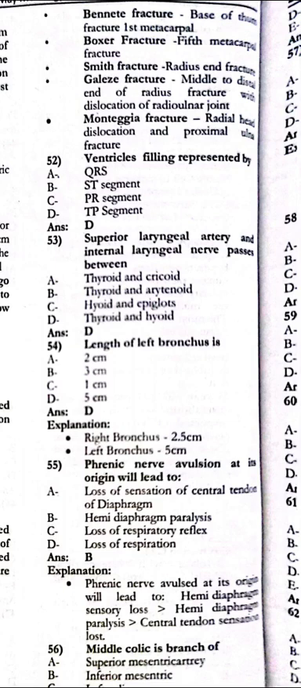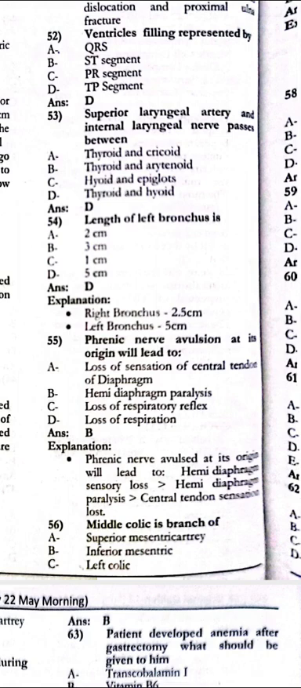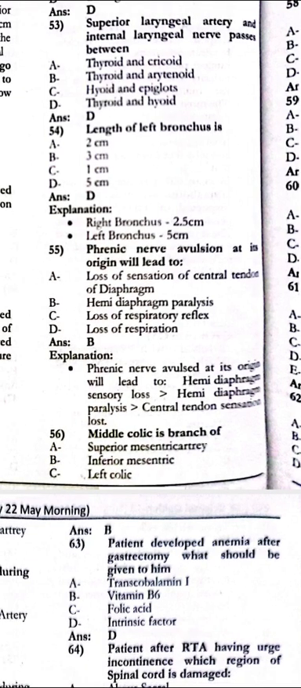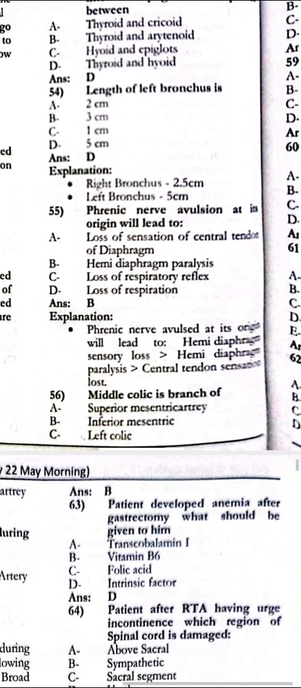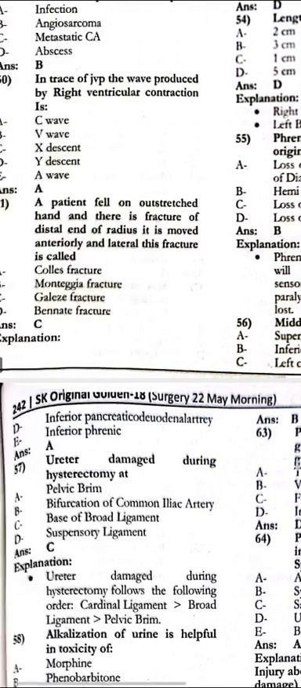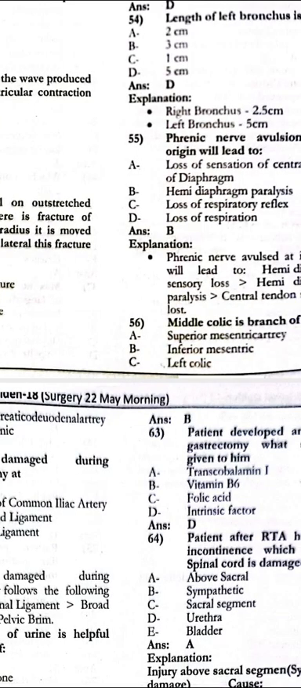The superior laryngeal artery and the internal laryngeal nerve pass between the thyroid and the hyoid. The length of the left bronchus is 5 cm. Phrenic nerve avulsion at its origin will lead to hemidiaphragm paralysis. The middle colic is a branch of the superior mesenteric artery.